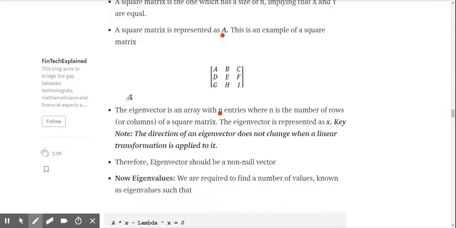Does it mean eigenvectors only exist in square matrices? Keynote: the direction of an eigenvector does not change when a linear transformation is applied to it. Therefore, an eigenvector should be a non-null vector.